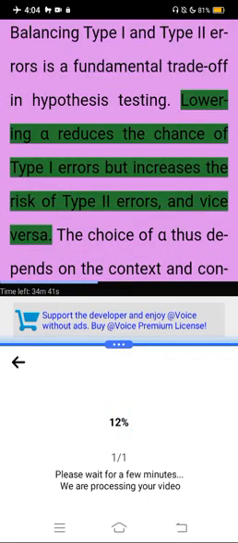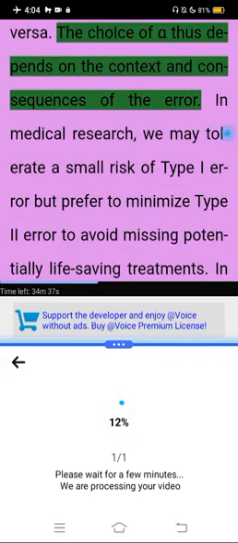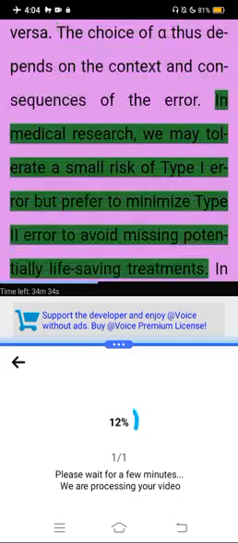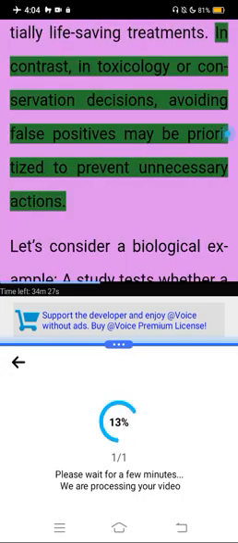Lowering alpha reduces the chance of type 1 errors but increases the risk of type 2 errors, and vice versa. The choice of alpha thus depends on the context and consequences of the error. In medical research, we may tolerate a small risk of type 1 error but prefer to minimize type 2 error to avoid missing potentially life-saving treatments. In contrast, in toxicology or conservation decisions, avoiding false positives may be prioritized to prevent unnecessary actions.